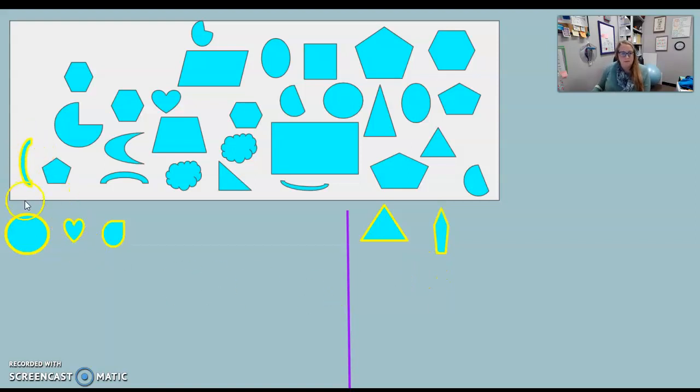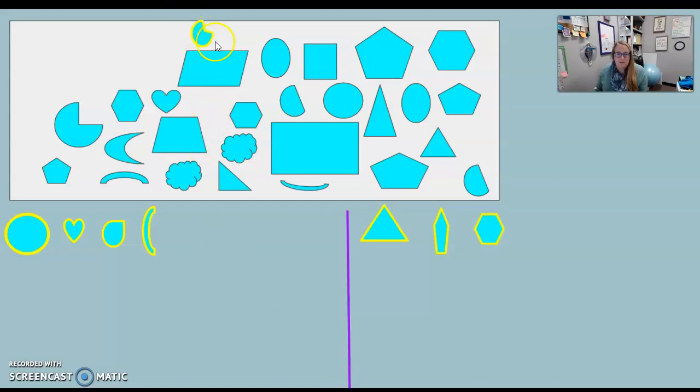Okay, what about this curved line? Do you think it should go on the side with the circle or the side with the triangle? I'm going to put it over here. Alright, let's look at this one. 1, 2, 3, 4, 5, 6. This is a 6-sided figure, so it has that X, which means that it is a hexagon. So as a hexagon, should it go with the circle or the triangle? I'm going to put it over here with the triangle.